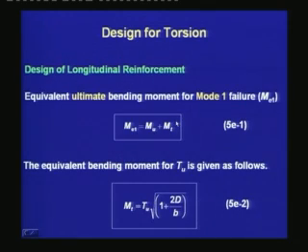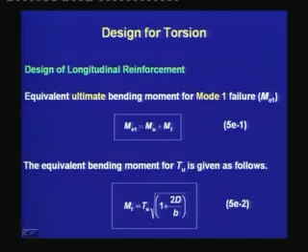The equivalent ultimate bending moment for mode 1 failure is denoted as ME1, and ME1 is equal to MU, which is the flexural moment at ultimate, plus MT. MT is the equivalent bending moment for the torsion at ultimate, and it is given as follows: MT is equal to TU, the torsion, times root over within bracket 1 plus 2D divided by B.